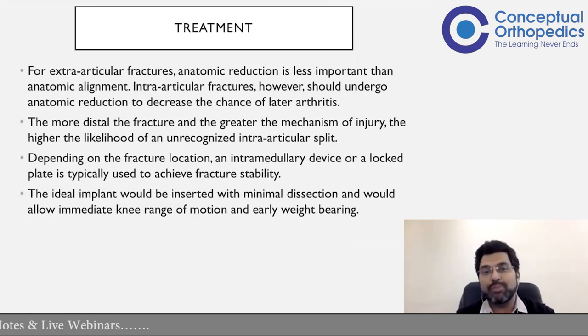What is the treatment principle? Treatment principle is simple. If it's an extra articular fracture like type A, we don't have to worry about the joint line.